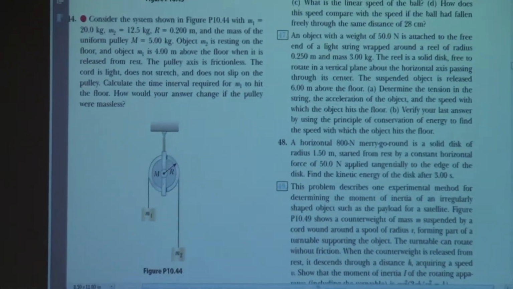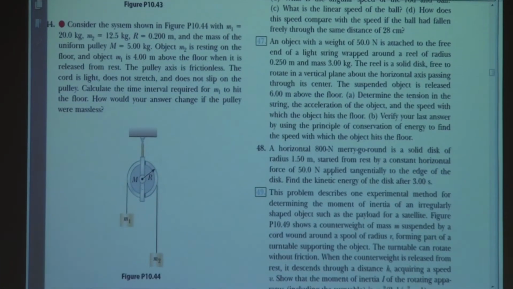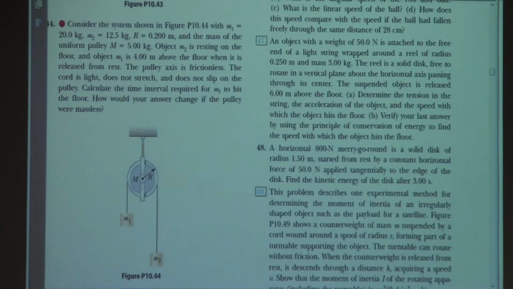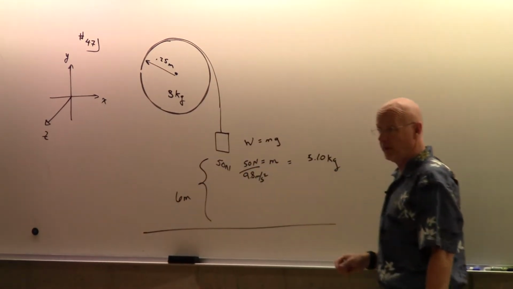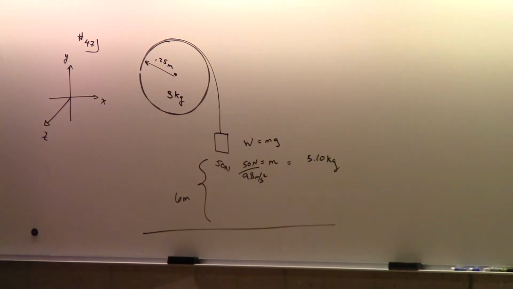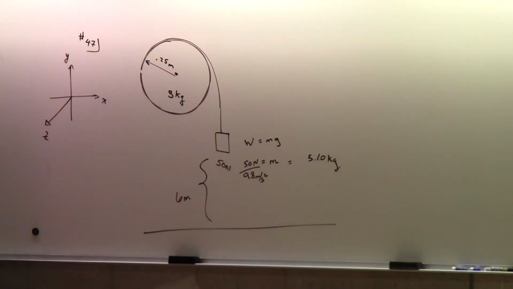An object of weight 50 newtons is attached to the free end of a light string wrapped around a reel of radius 0.25 and of mass 3 kilograms. The reel is a solid disc, free to rotate in a vertical plane about a horizontal axis passing through the center. The suspended object is released 6 meters above the floor. Okay, so this whole thing is done in obviously a very large room, or at least a very tall room here. So we got 6 meters up there for our weight. Okay. Now the question begins.